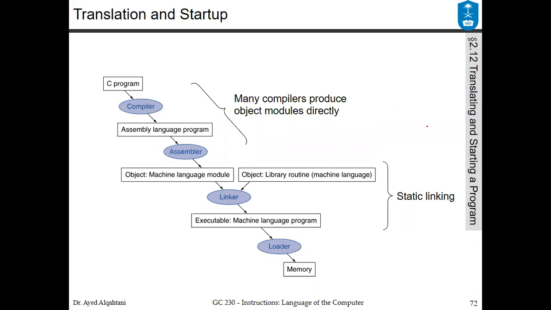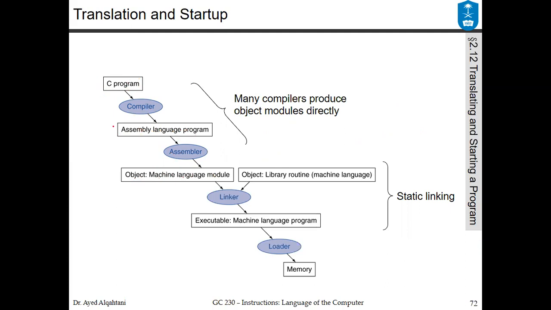Now we will talk about translating and starting up a program. What happens if you have a C program, the compiler converts it to an assembly language program, and then the assembler will produce for you an object file, which will have the machine language module. So here we have a program written in C.